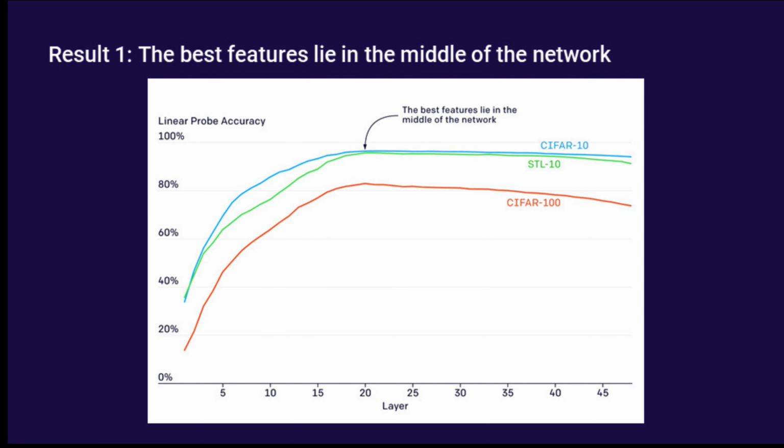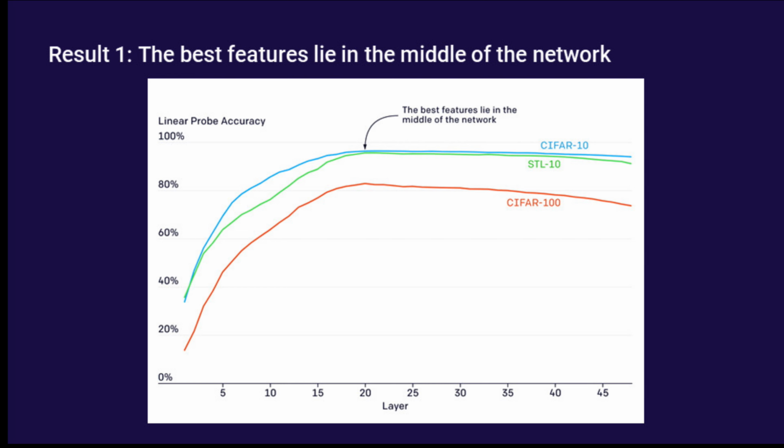The next few slides I'll be detailing our results. Our first result is that the best features lie in the middle of the network. Because we're training on a next pixel prediction objective, and this objective is not very clearly related to image classification, it's not clear that features from the last layer of our model should be most predictive of object category. And our first result shows that feature quality is actually a unimodal function of depth.